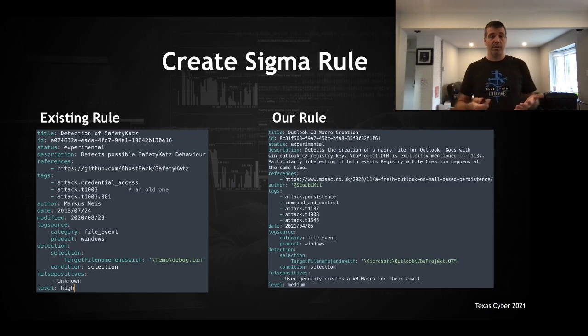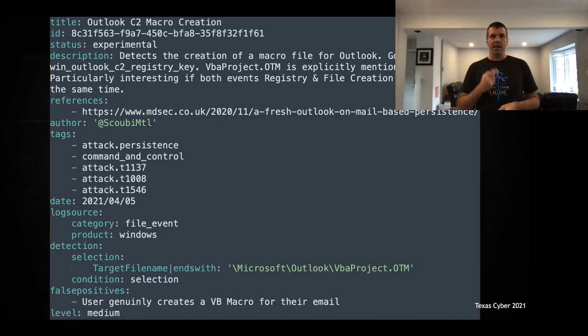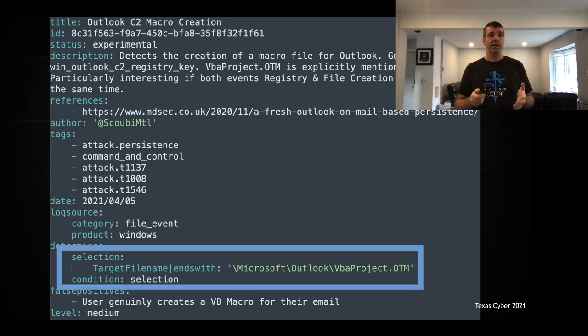Now here is the second rule that we have to detect the other part. So we have another existing rule that we modify. Our rule is just beside, and again, you can see that they're very, very similar. Let's get closer, and we'll see that we are using T1546, which is event triggered execution, and T1008, which is fallback channels. So here it is, and you can see again very easily in the detection and the selection here, we just look for a target filename that ends with Microsoft Outlook VbaProject.OTM.